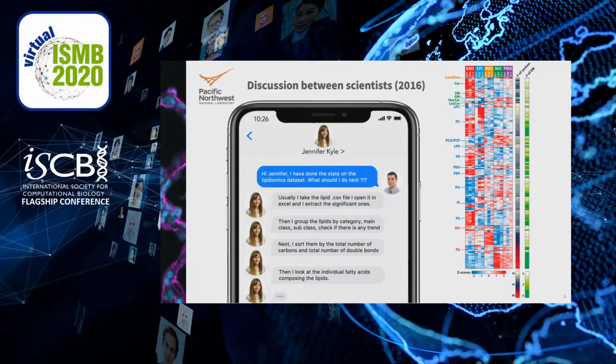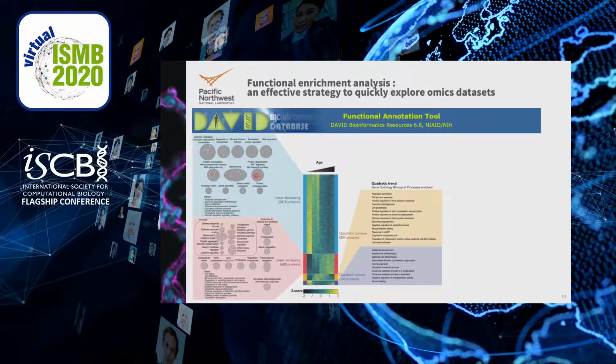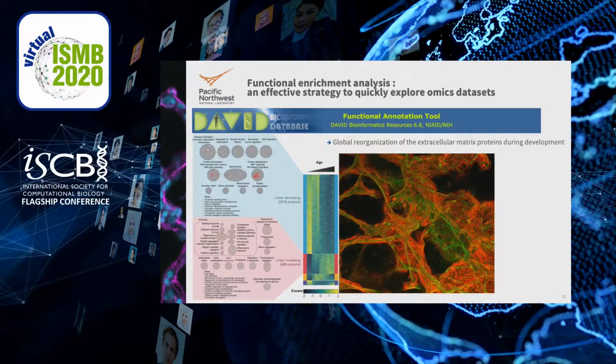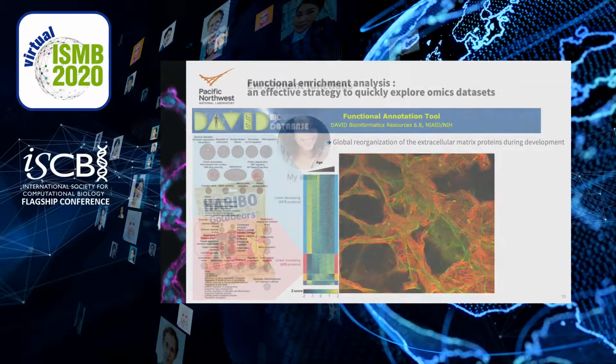At about the same time, I was working on a proteomics dataset describing the temporal modulation of the proteins of the human developing lung. And very quickly, by doing a simple online enrichment analysis with DAVID, I was able to figure out what pathways and ontology terms were enriched in the different clusters, and to figure out that there was a global reorganization of the matrix during postnatal development, results that we've validated since then. Unfortunately, at the time, there was no available tool to perform the same type of analysis on lipids.